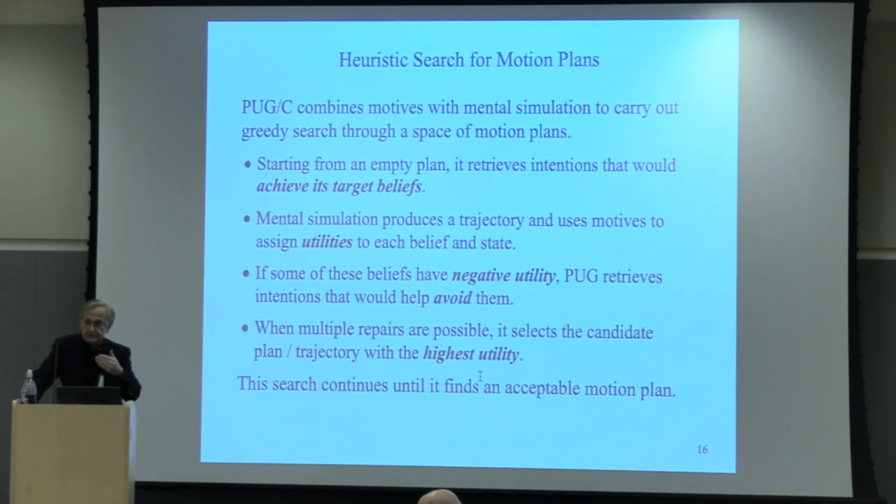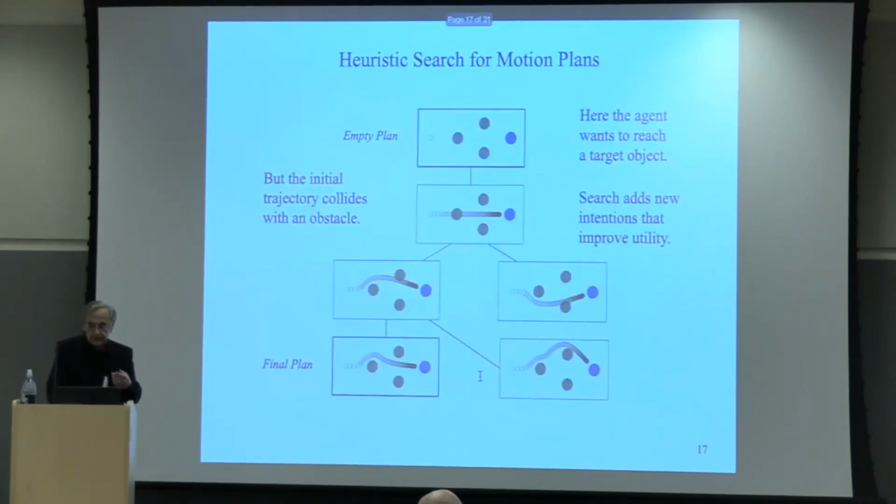If some of the beliefs in the trajectory have negative utility, that's a problem. So Pug goes on to retrieve more intentions that would help it avoid those. If there are multiple repairs, like you could say, well, I could avoid this on the left, or I could avoid this on the right, then that's where search arises. And so it does greedy search in the sense that it always selects the alternative with the highest utility. And that continues until it finds an acceptable motion plan with no negative utilities, or it can't do anything better.